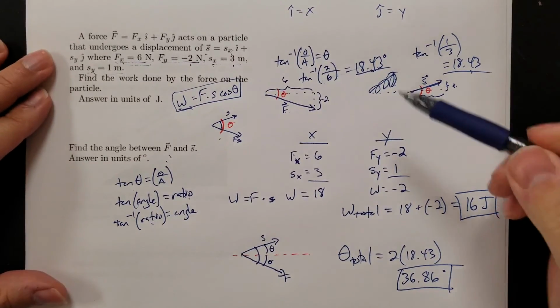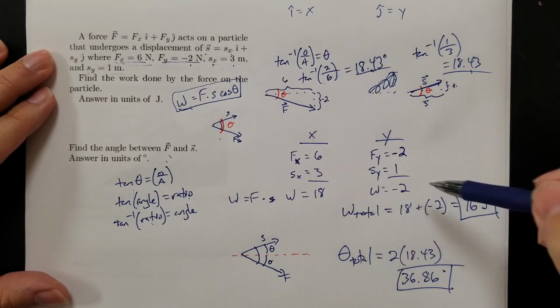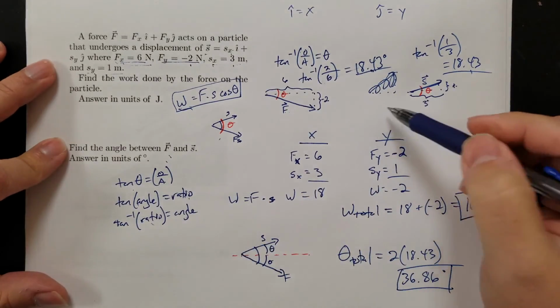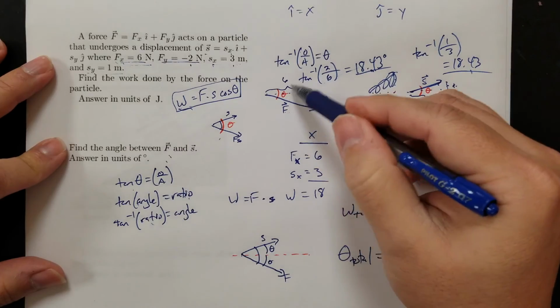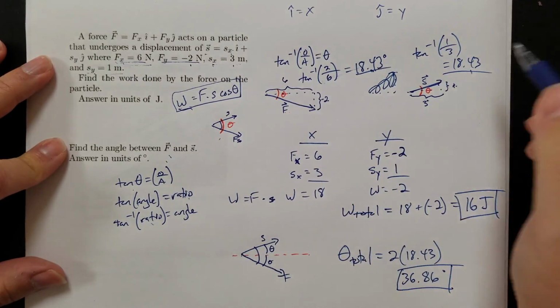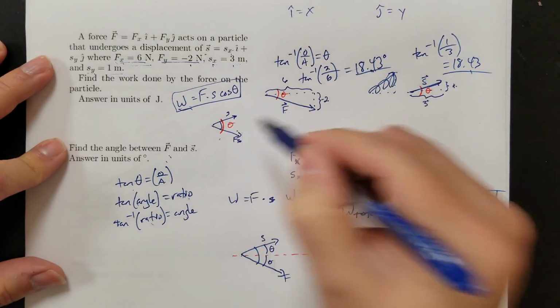So to do the first part, break your vectors into x and y pieces. And then to do the second part, to find the angle, use our trig functions like we've done. Take these sides and solve for an angle, and then it's just the angle between the two vectors.